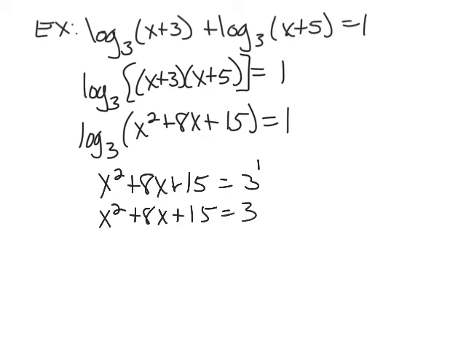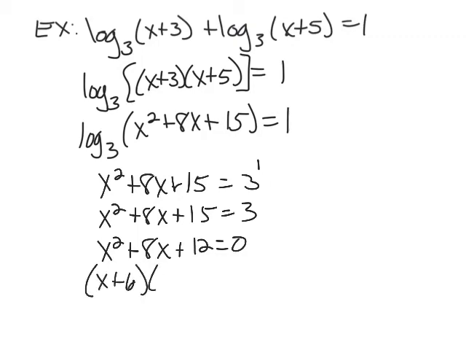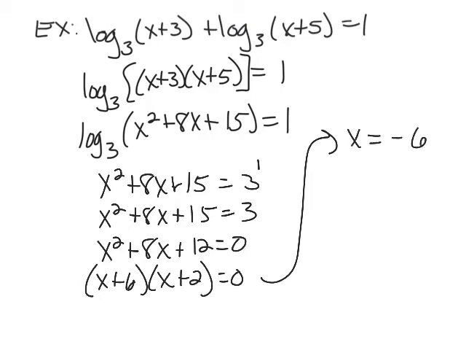So we're going to put it in standard form, and hopefully it will factor. x² + 8x + 12 is equal to 0. Factors of 12 that add to 8 would be x + 6 and x + 2. So I come up over here. My two possible solutions are x = -6 and x = -2.